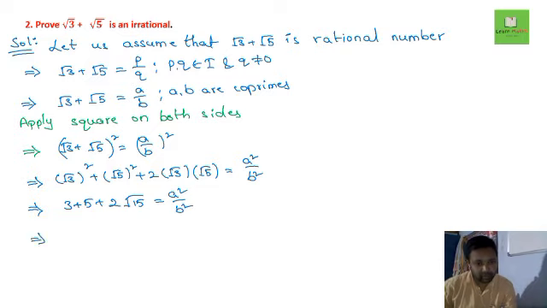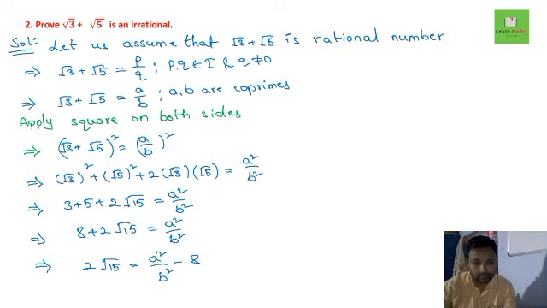Now simplify and apply the transposition. 8 plus 2 root 15 is equal to a square by b square. Then transpose the 8 to the RHS side. Therefore we get 2 root 15 is equal to a square by b square minus 8. Then continue this problem.